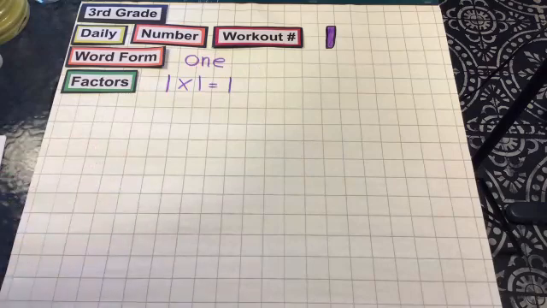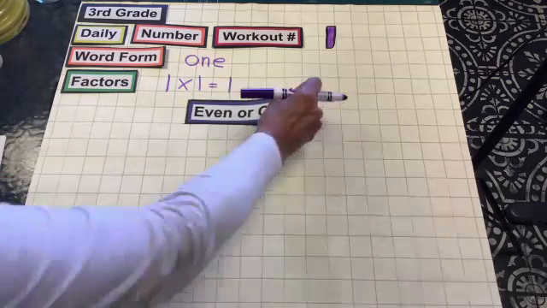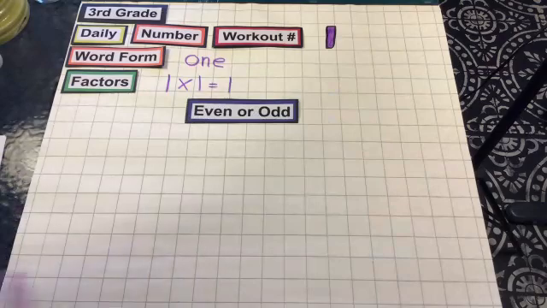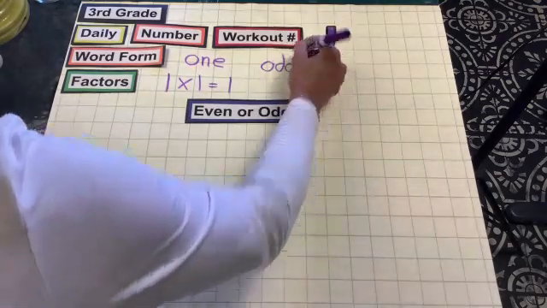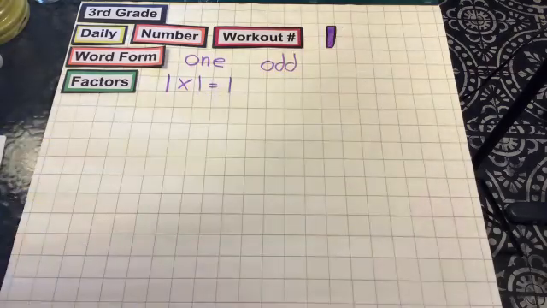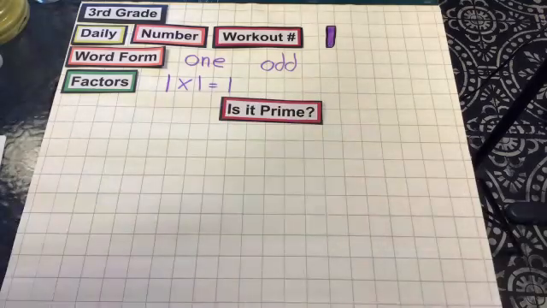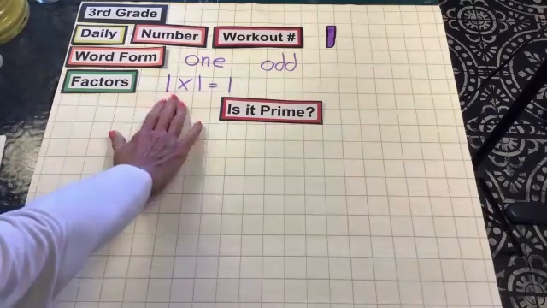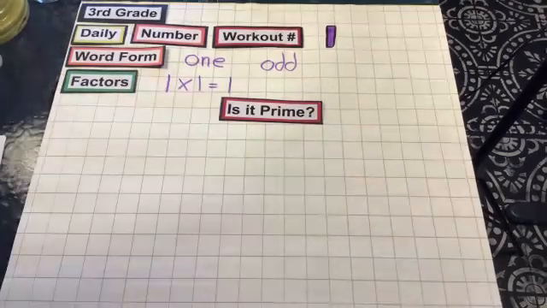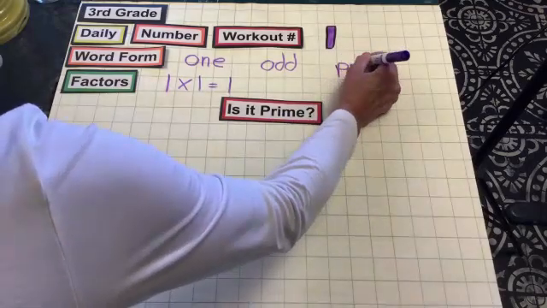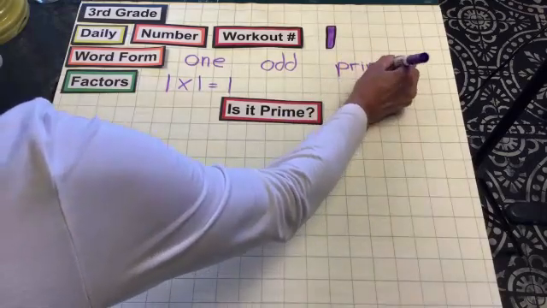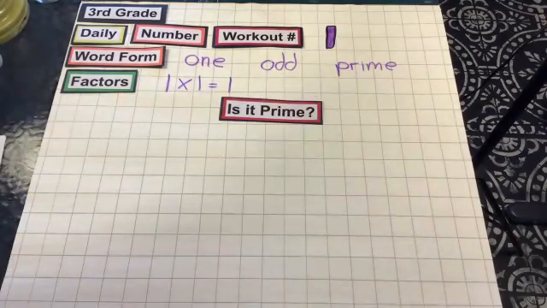Let's go on to ask our question. Is 1 even or odd? And we should all know 1 is an odd number. Odd. So write the word odd on your paper there. The next question we're going to ask is, is it prime? And so any number that only has factors of 1 and itself is prime. No other numbers multiplied together will give us whole numbers, will give us the number 1.